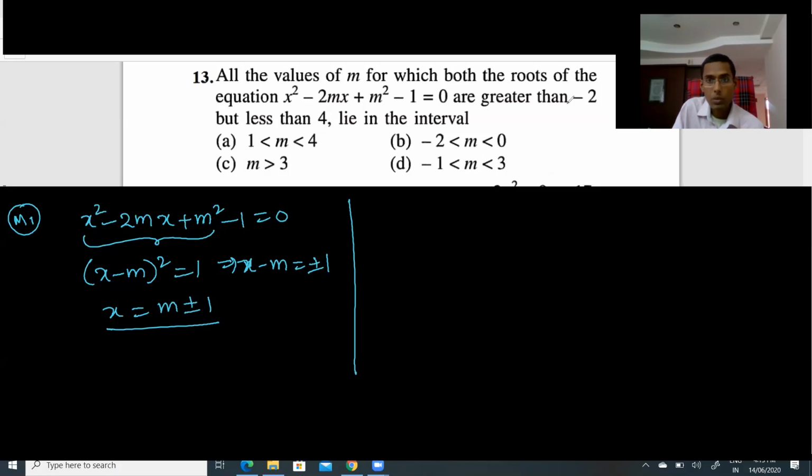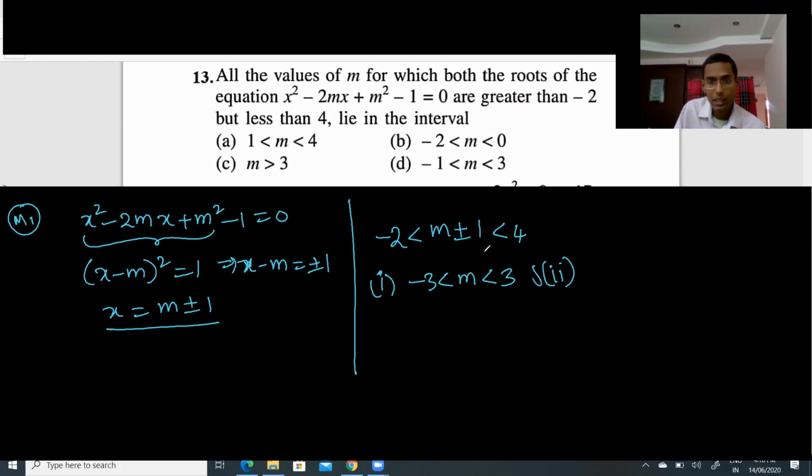These are the roots. What is given here? Roots lie between minus 2 and 4. So that means here, what is given? m plus or minus 1, these are the roots. This lie between minus 2 and 4. Then we need to find out the m value. First, let's take plus 1. So first case 1, what is that? m plus 1 we are taking. If I take m plus 1, what you are going to get is minus 3 less than m less than 3. Second case, what is second case?